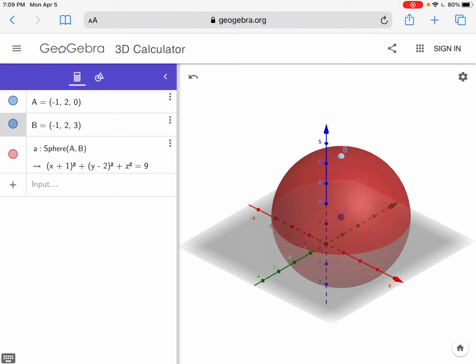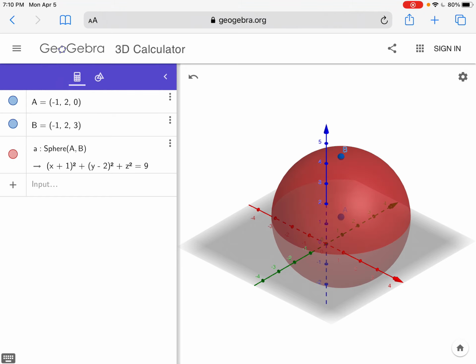The way this particular applet works, you have to put in a B point so that it knows essentially what the radius of the sphere is by calculating the distance between A and B. So what I did basically is I took the z component of 0 and I just added 3, right? So that point is a distance 3 away from point A. And then it plots the sphere as this red blob.